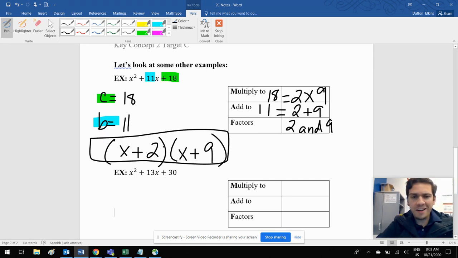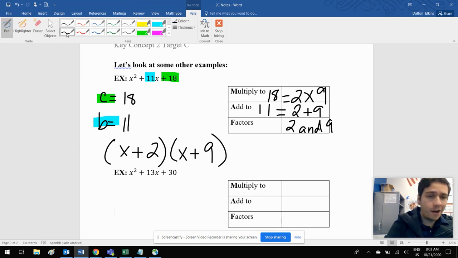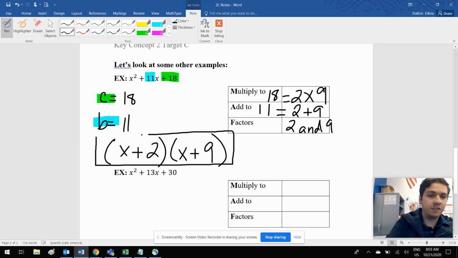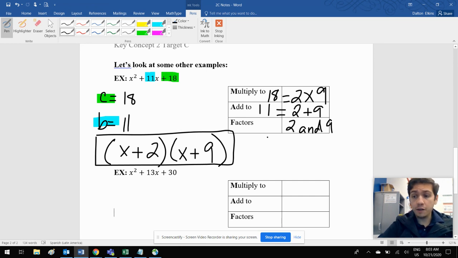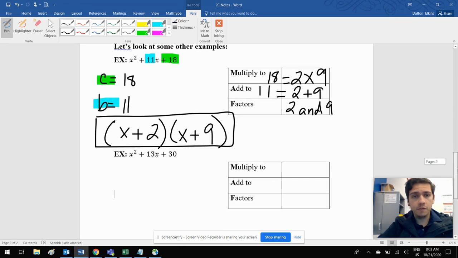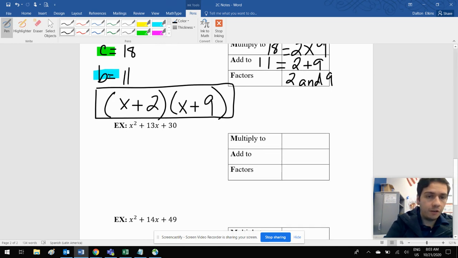Notice too, I didn't write an x here for multiplication. I don't really like writing x for multiplication because it looks exactly like the variable x. But I think this is just a cleaner way to write it and saves you one extra character to write. So, okay, let's try a new example here. We have x squared plus 13x plus 30.